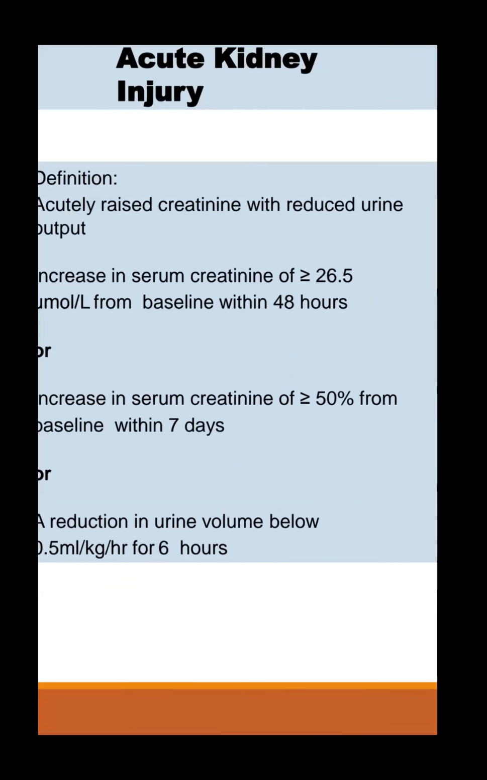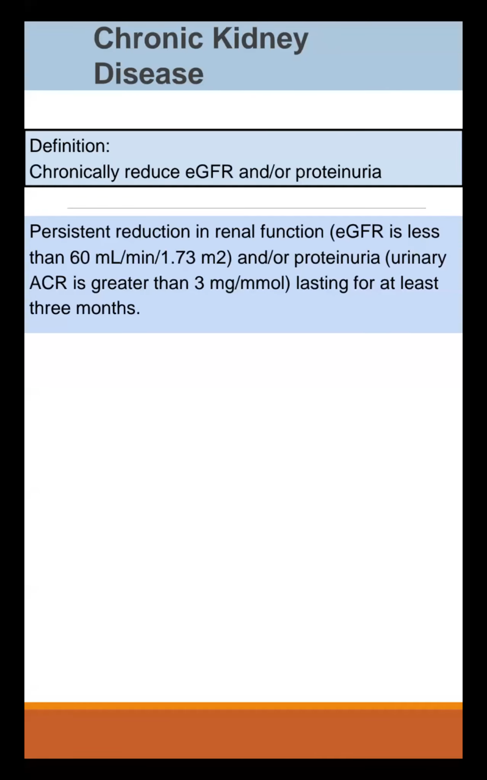Chronic kidney disease means chronically reduced eGFR or proteinuria, like in a known case of diabetes, known case of SLE with nephritis, nephropathy, or uncontrolled hypertension. There is persistent reduction of renal function to less than 60 ml per minute, or proteinuria with an albumin creatinine ratio more than 3 milligram per mmol, lasting at least 3 months. If serum creatinine is more than 3 times higher than the normal level, it is a CKD patient.